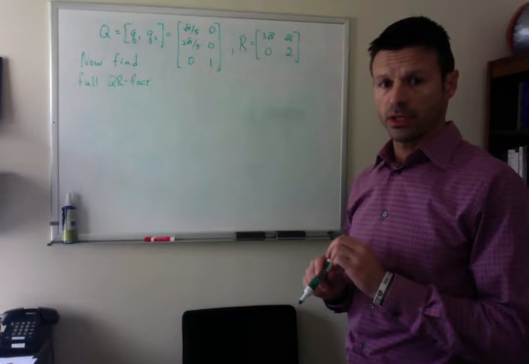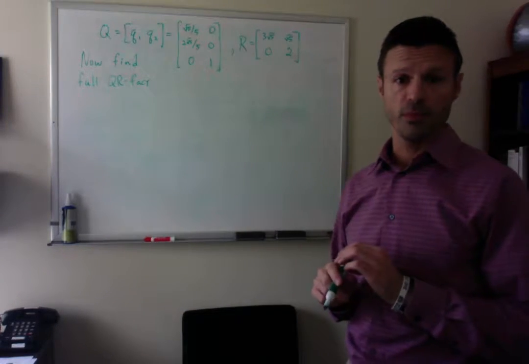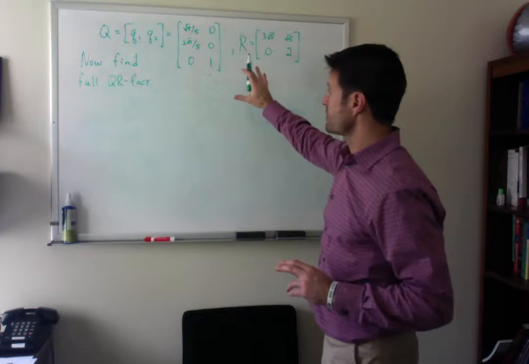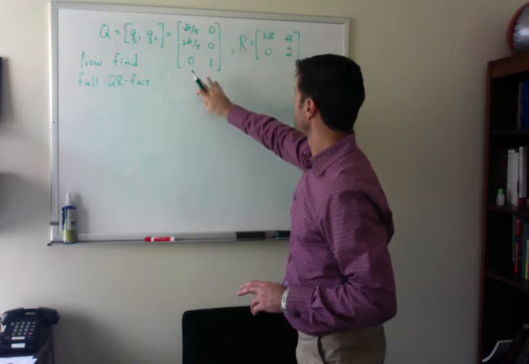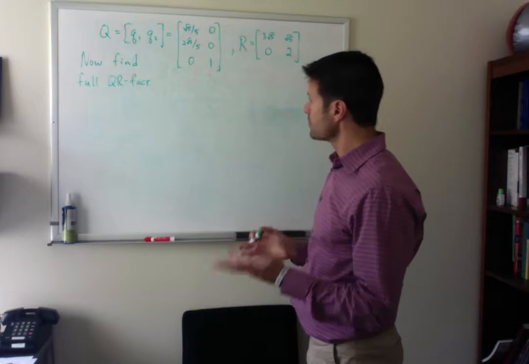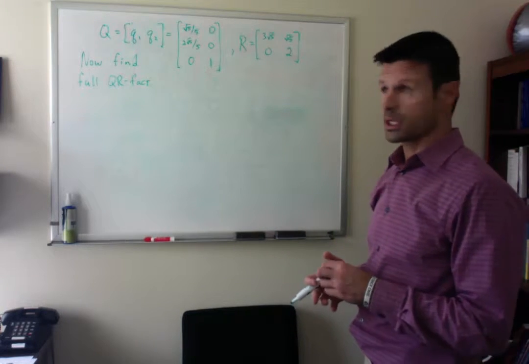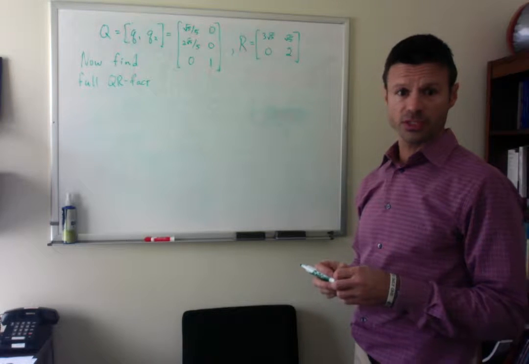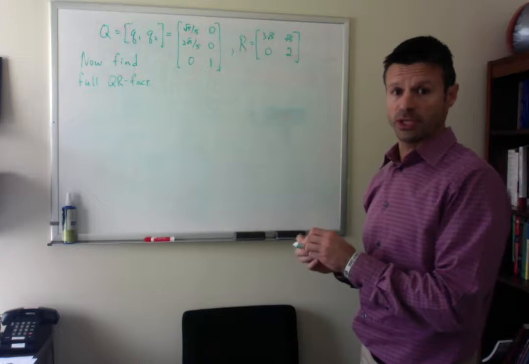All right, so now what we're going to do is find the full QR factorization for the matrix from the previous video. So here was the reduced factorization. We found Q, okay? So here's Q, and here's R. And now we're going to find a full factorization, which means Q is now going to be a 3 by 3 matrix, and R will be a 3 by 2 matrix, so that the product QR will equal A, which is a 3 by 2 matrix.